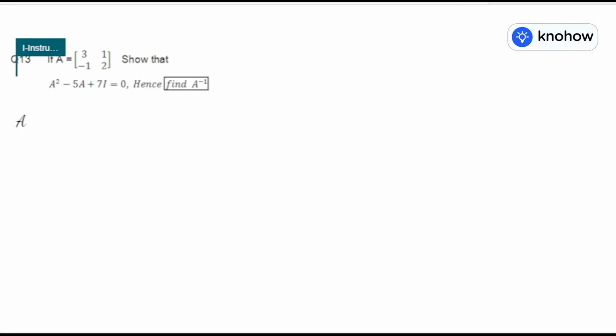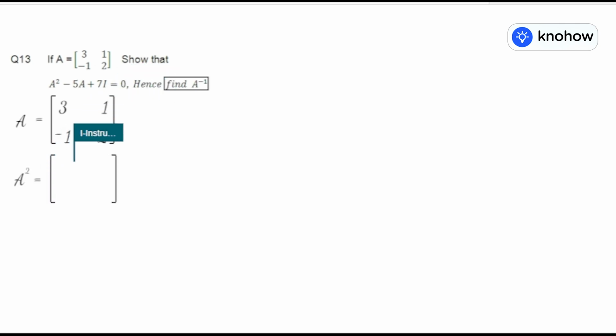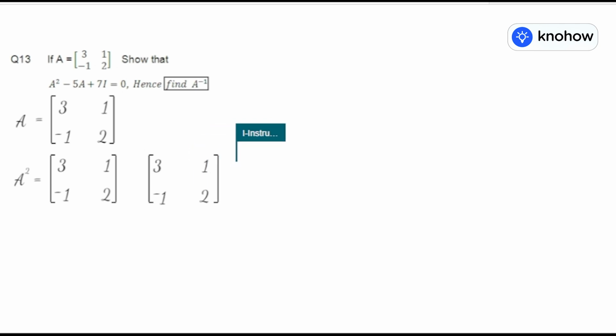What is the given matrix A? It is 3, 1, minus 1, 2. So what is A square? A square means multiply the matrix A, that is 3, 1, minus 1, 2, with itself, again 3, 1, minus 1, 2. Now both the matrices being of the order 2 by 2, the product will also be a matrix of order 2 by 2.